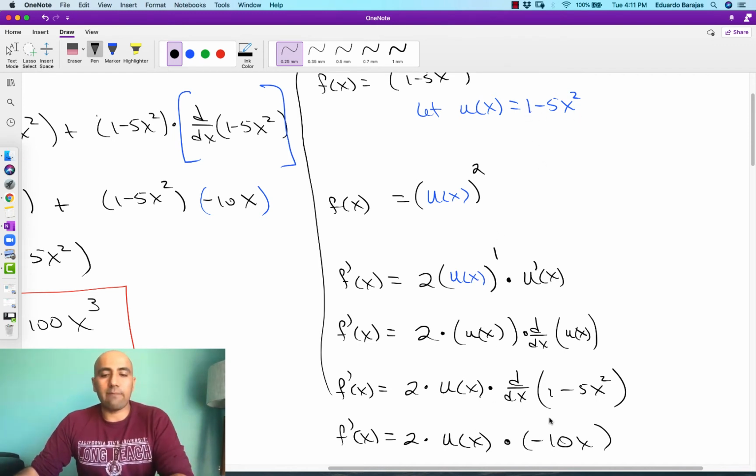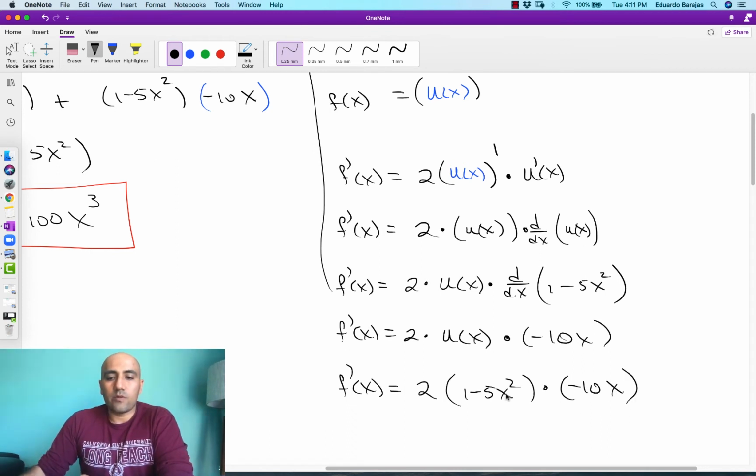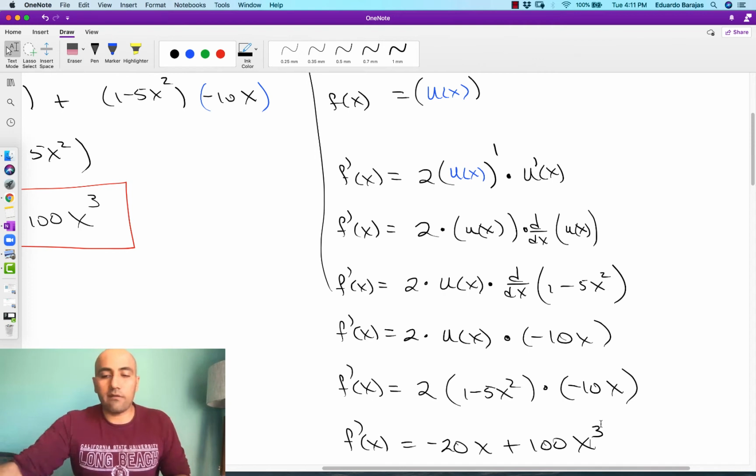So we resubstitute that back in here, and we get that the derivative is equal to twice 1 minus 5x squared times negative 10x. So when we distribute those, we'll see that we get the exact same answer. We end up with negative 20x plus 100x cubed. 2 times negative 10 gives you the negative 20, times 1 gives you negative 20x. Negative 20 times negative 5 gives you positive 100 x to the power of 3.